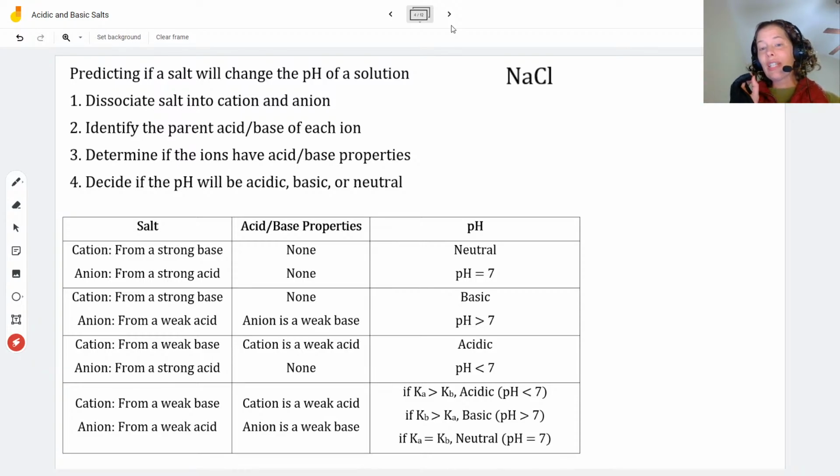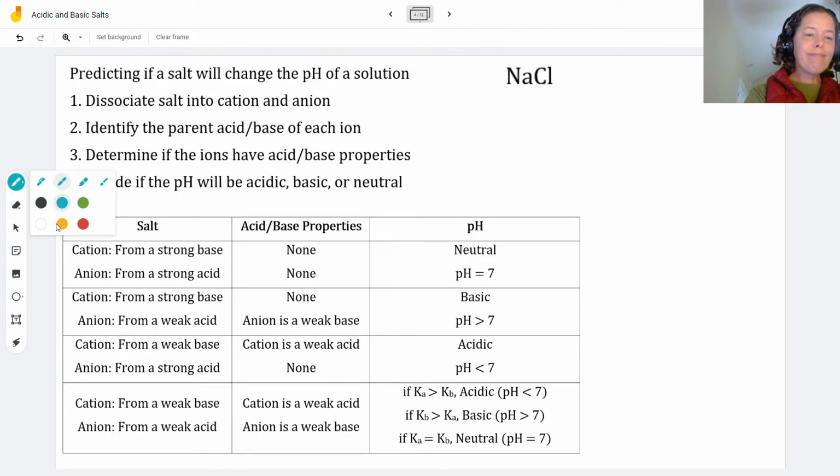So we're not actually calculating now. We're just trying to figure out if it's going to make the solution acidic or basic. So I thought we would take the most classic salt, our sodium chloride, and see if we add that to water, are we going to make the water either acidic or basic?